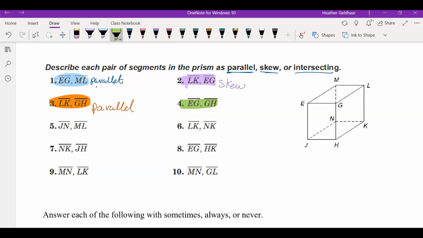The next we have here is EG and GH. Okay, so they're on the same plane, 100%. However, they're actually going to intersect at point G, right? So here, these are going to be intersecting.